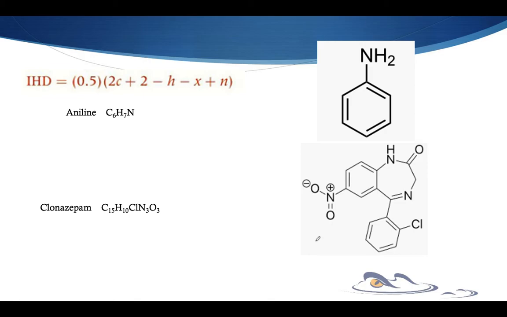Did you find all the degrees of unsaturation? I hope so. So I'm going to go 2 times 6 plus 2 minus 7 minus 0 plus 1. Did you get that? 12, 14 minus 7 is 7 plus 1 is 8. Divided by 2 is equal to 4. And I can see 1, 2, 3 pi bonds and a ring, so that's 4 right there for aniline.